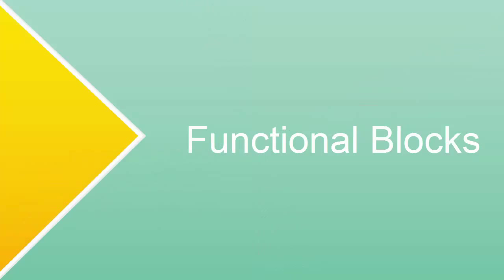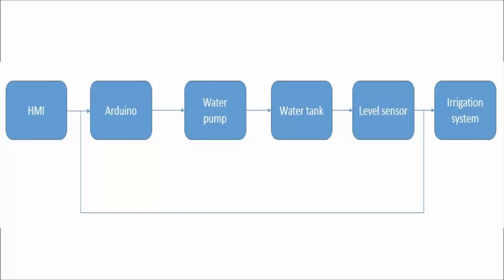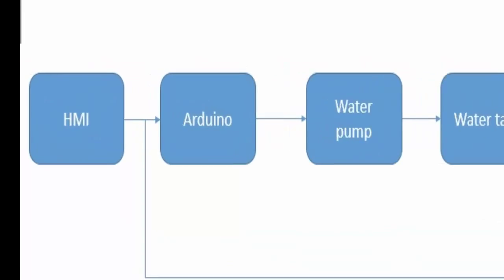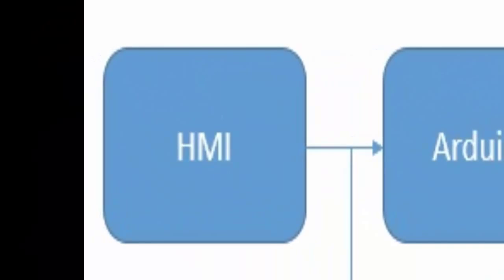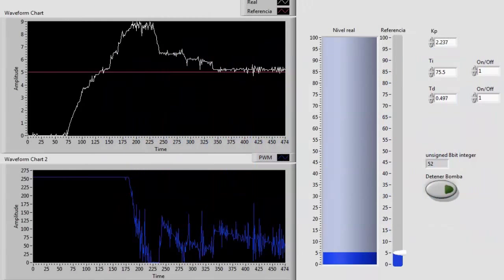Our functional blocks. HMI. The function of this interface is to display the system behavior and change the reference according to the needs of the user. This interface was made in LabVIEW.